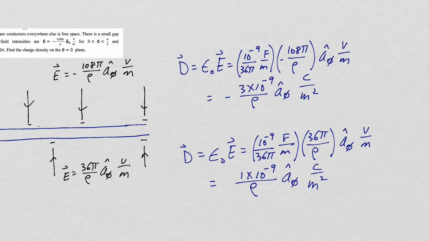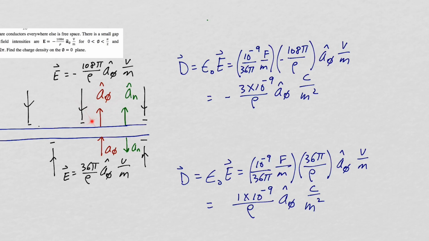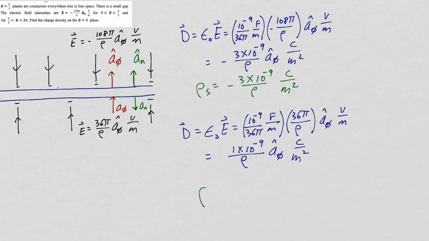On the top side of the plate, a sub phi is in the same direction as an outward normal. So on the top side, the surface charge density will just be equal to our value of the electric flux density field. Now on the bottom side, the outward normal is in the opposite direction of a sub phi, so our surface charge density on the bottom side will be negative the value of our electric flux density field on the bottom.